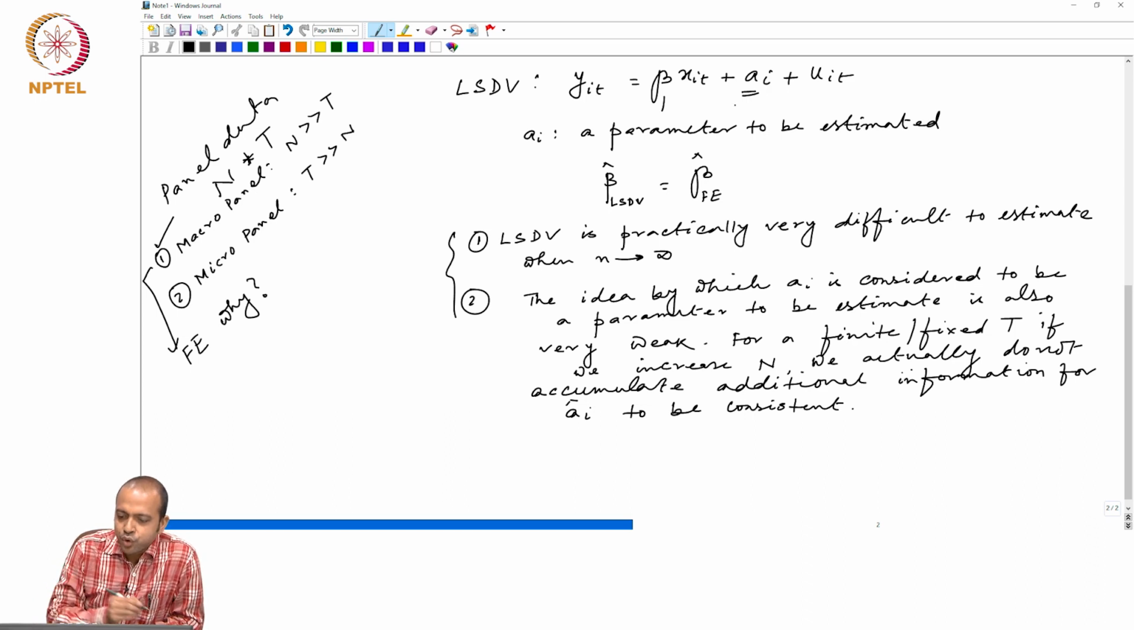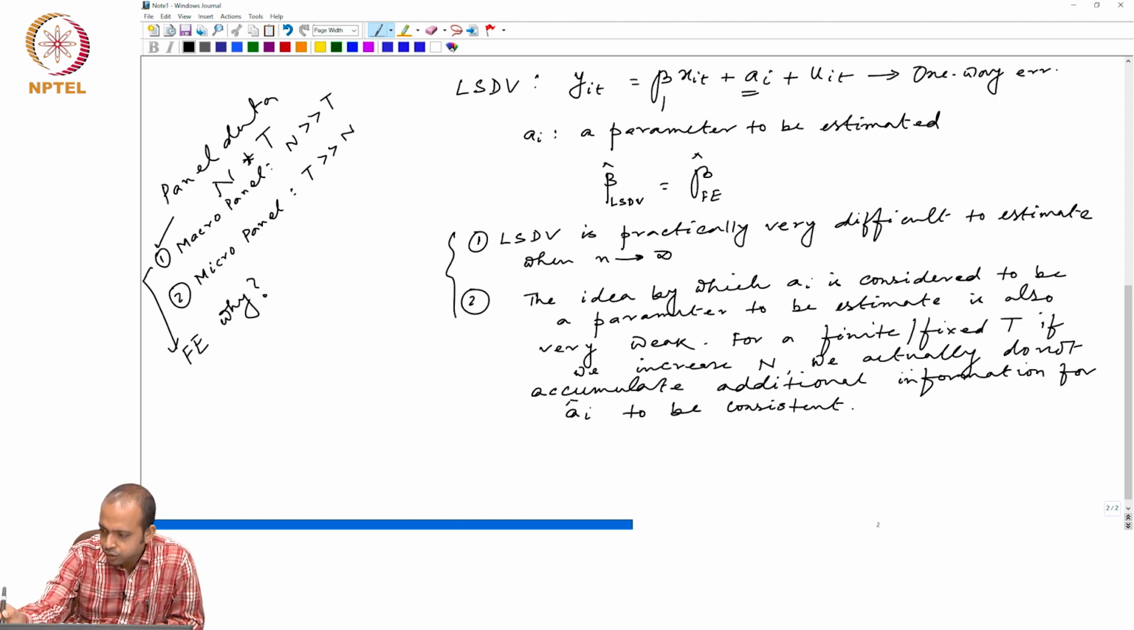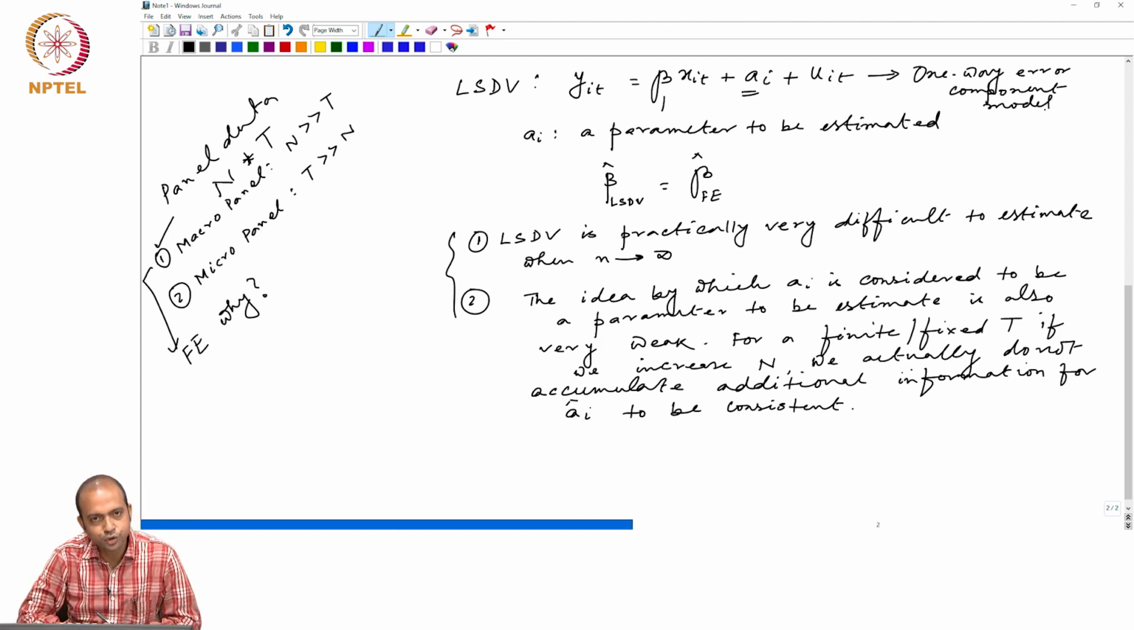Now, this model Y_it equals beta_1 X_it plus a_i. In this model we assume that there is an unobserved effect which is individual specific. That means individuals are different. So, this is called a one-way error component model.